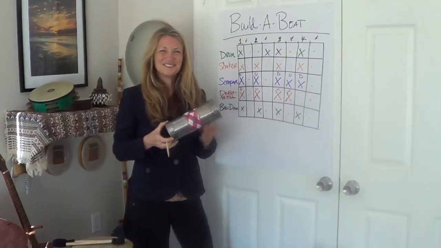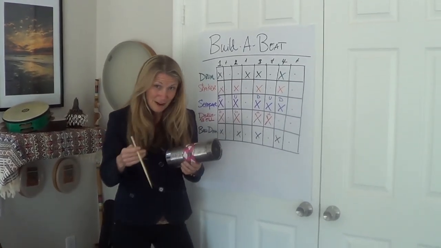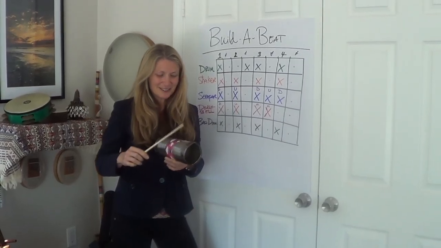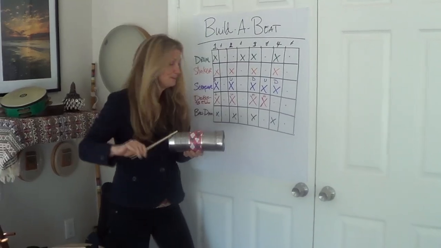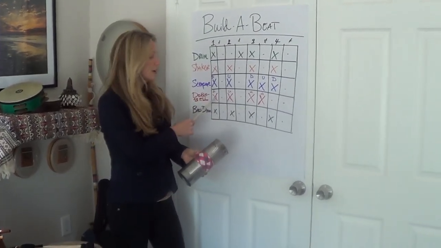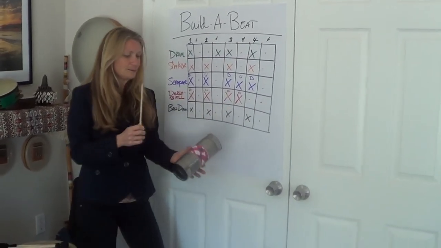Double bell. High and low. So you've got to figure out which is the higher side of the bell, the can bell. This one's higher. So this part goes one, two, three, and. One, two, three, and.